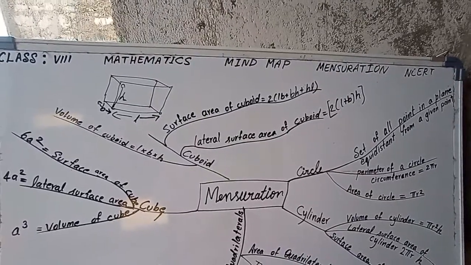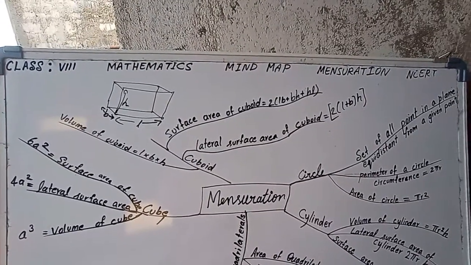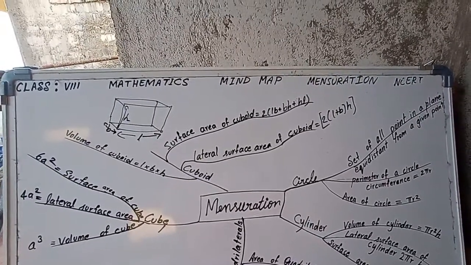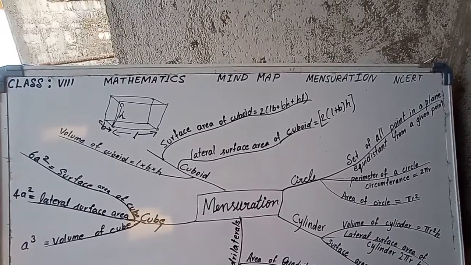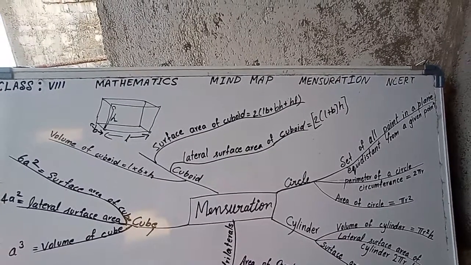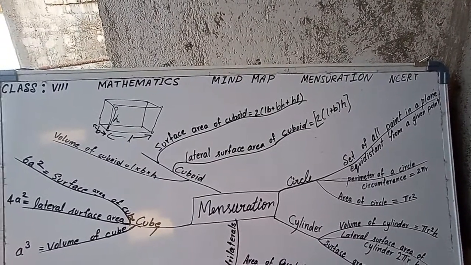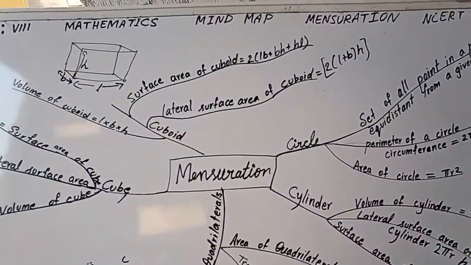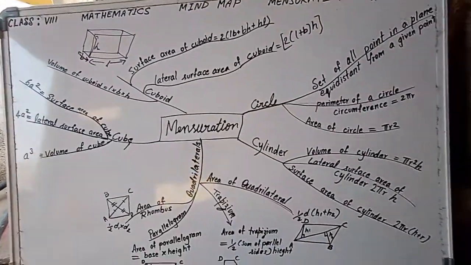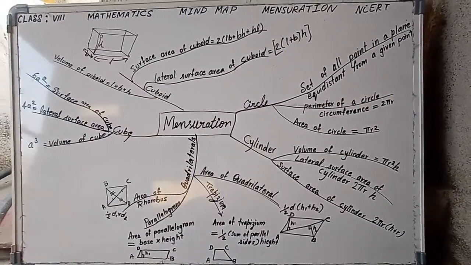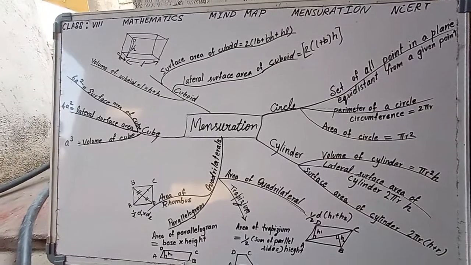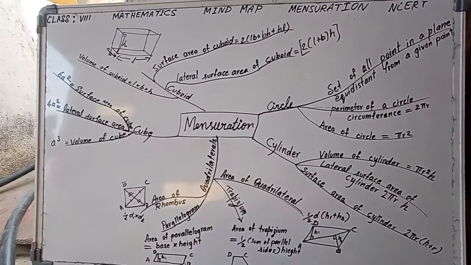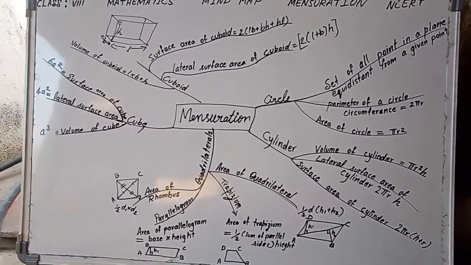Everyone, today we are going to begin the mind map of the chapter Mensuration, Class 8 NCERT syllabus. Mensuration means measurement. In mensuration, there are different types of shapes. In the lower classes we have learned about the circle, square, rectangle, triangle, and so on.